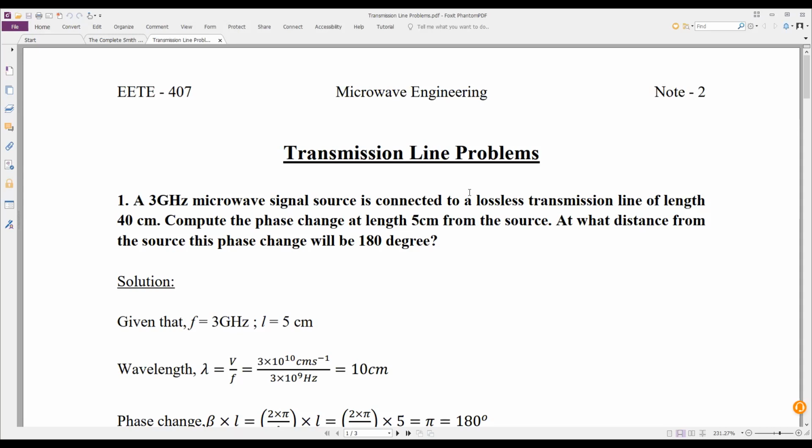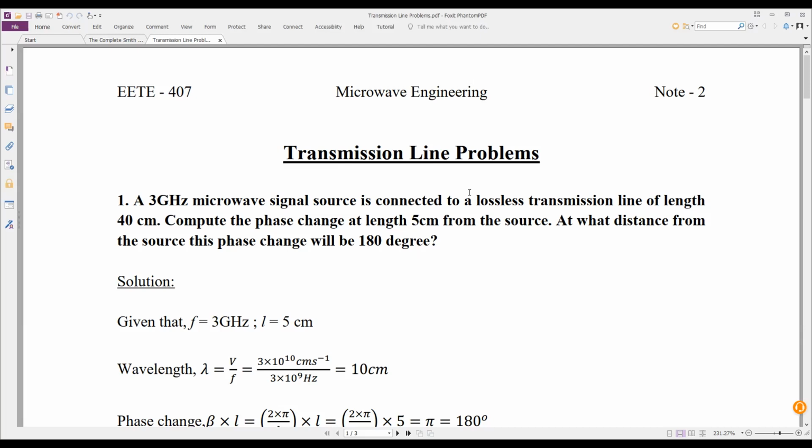So ZL is 100 plus j50 minus 50, divided by ZL plus Z0, that means 100 plus 50 plus 50. So that is 0.447 angle of 26.5 degrees. So what is the transmission coefficient? 2ZL divided by ZL plus Z0. That comes to 1.41. And what is the value of VSWR? 1 plus magnitude of rho divided by 1 minus the magnitude of rho. So look here. What is the magnitude of rho? 0.447.